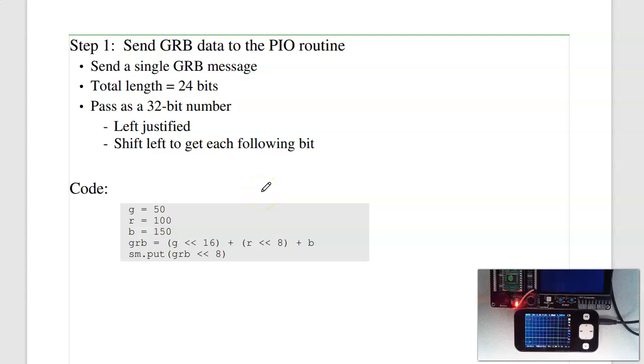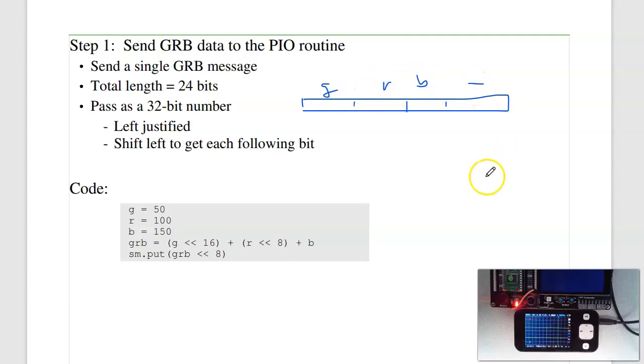The first step is I want to send green, red, blue data to the PIO pins. I'm going to do that by sending a single message that's 24 bits. The PIO state machines actually use 32-bit numbers, so I'm going to send a 24-bit number that's left justified. So it's going to have 32 bits, 4 bytes. This one's green, this one's red, this one's blue.